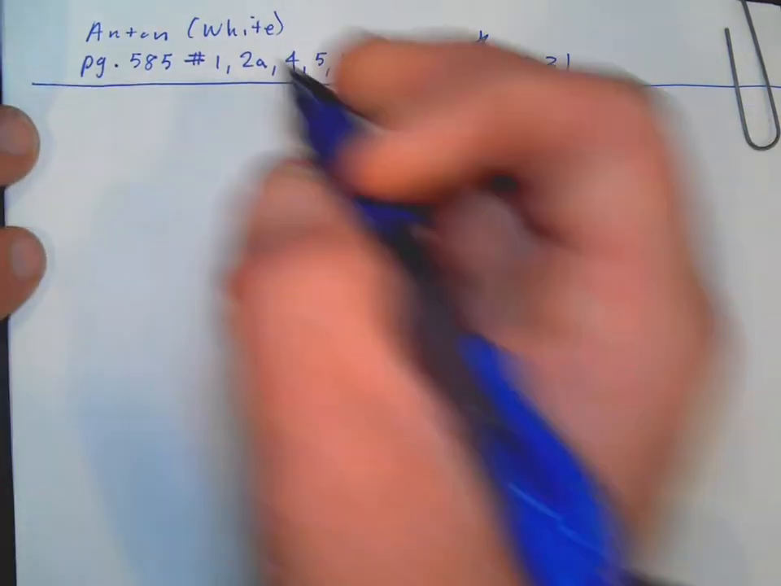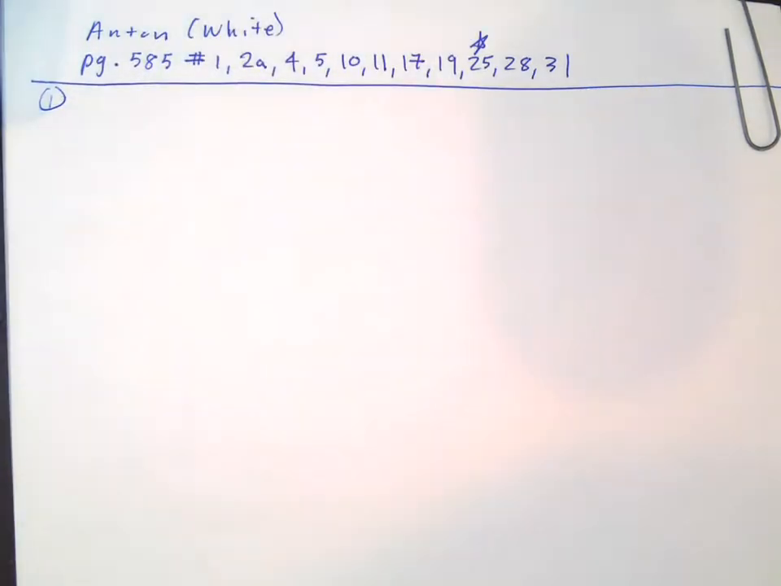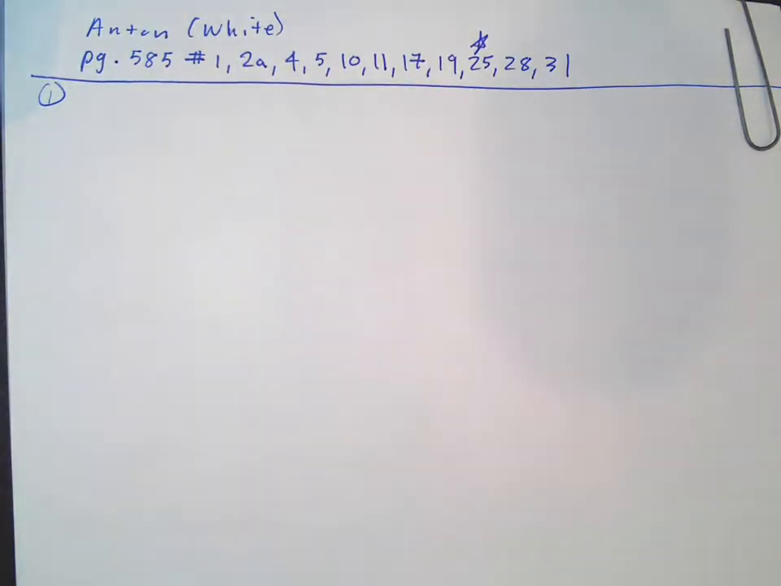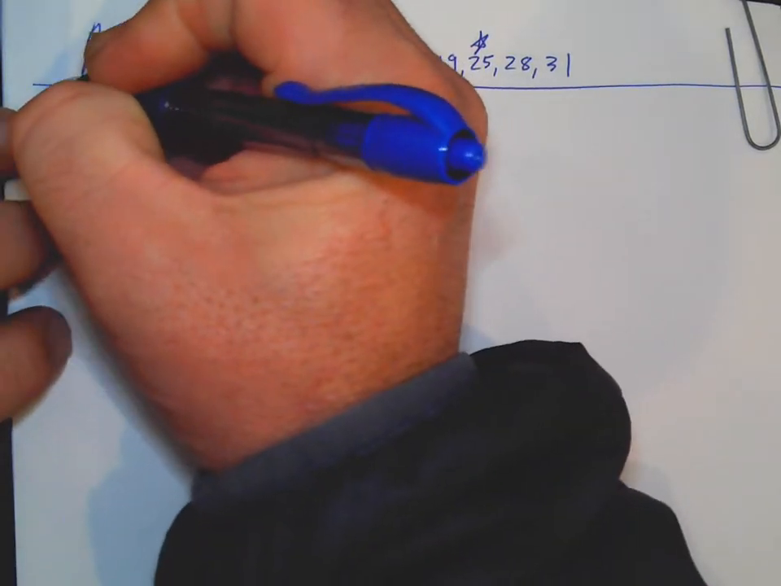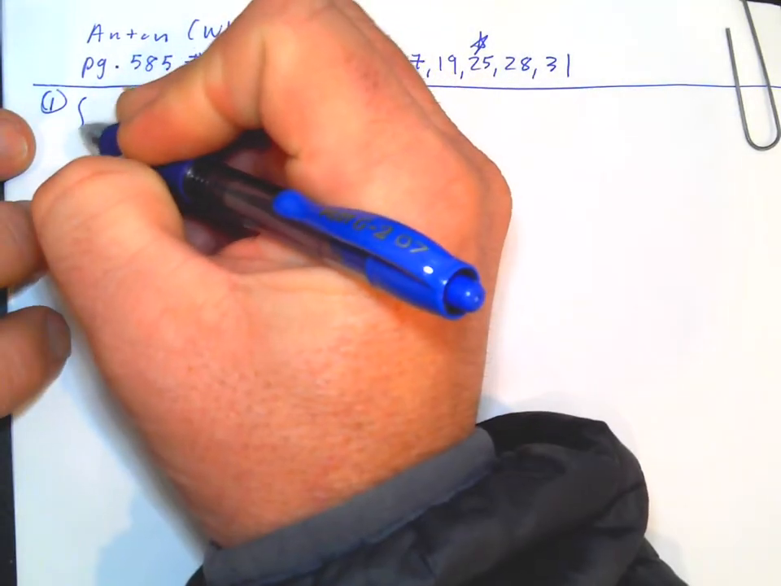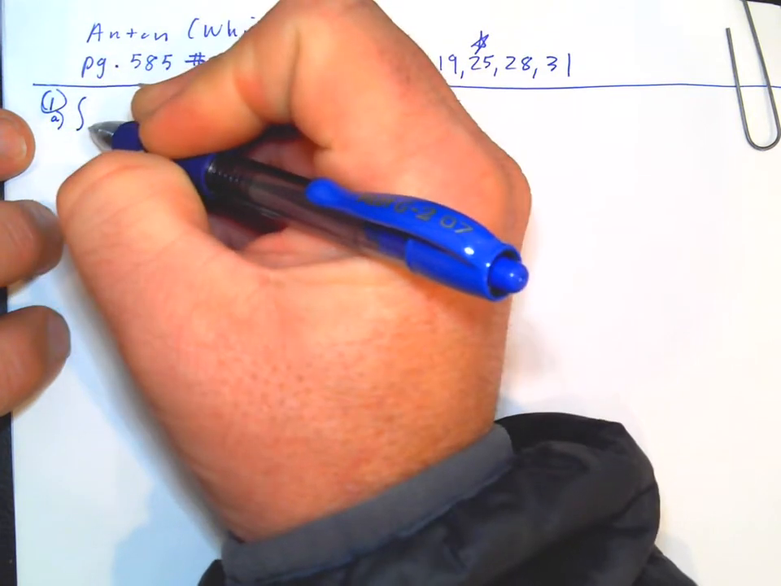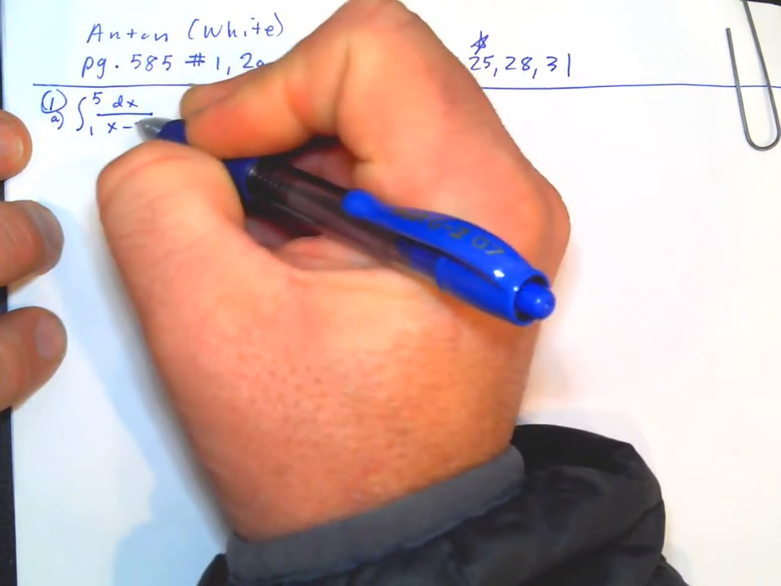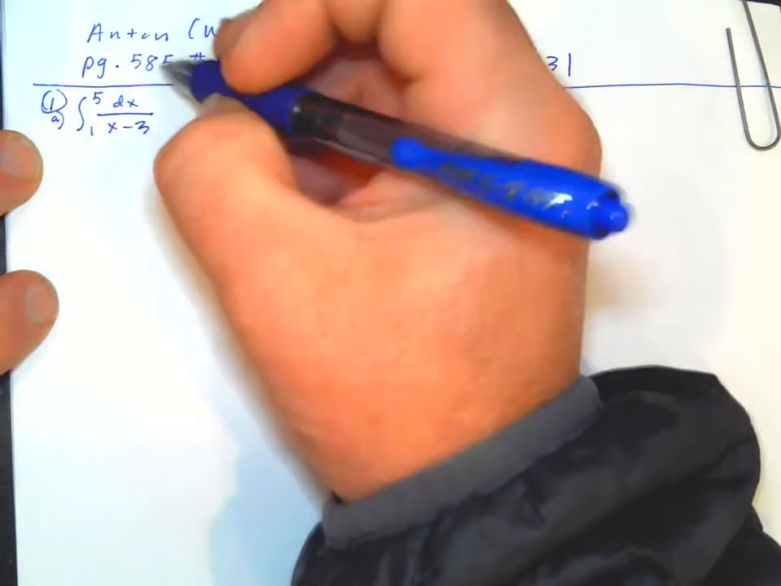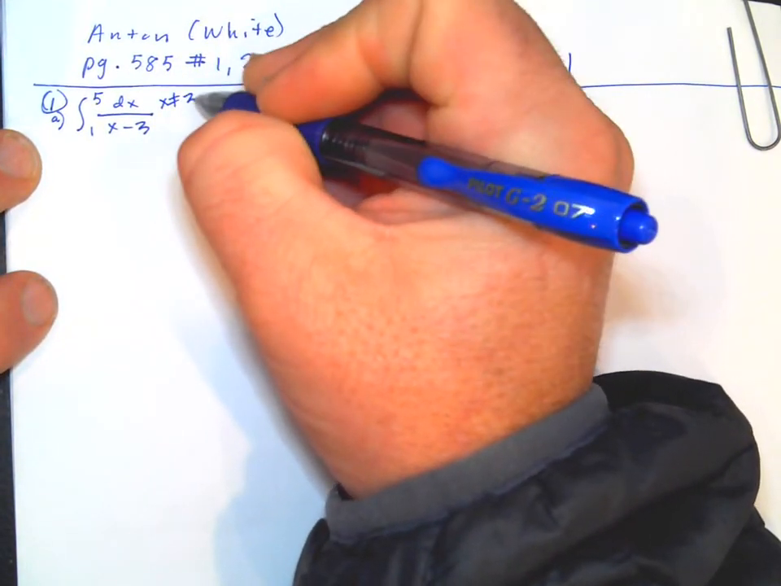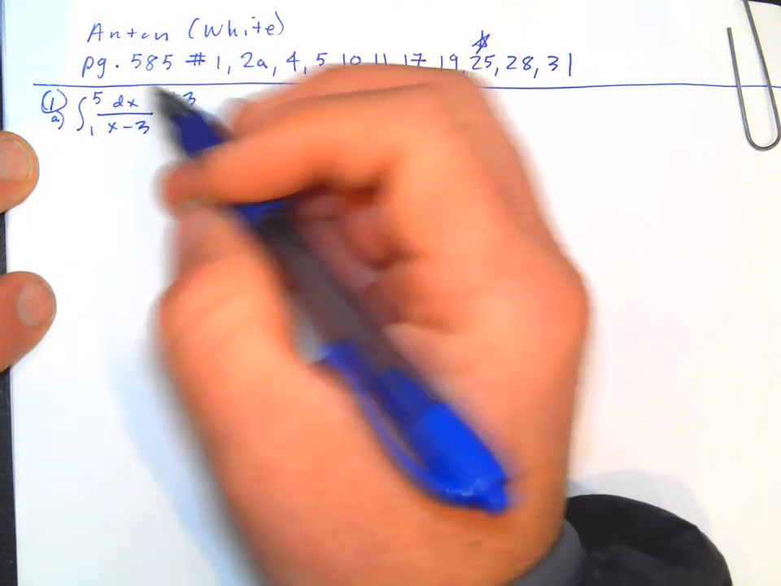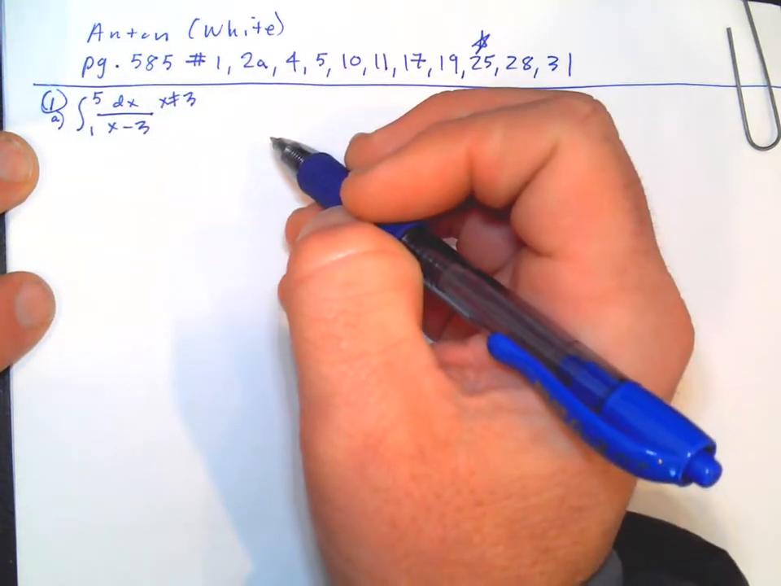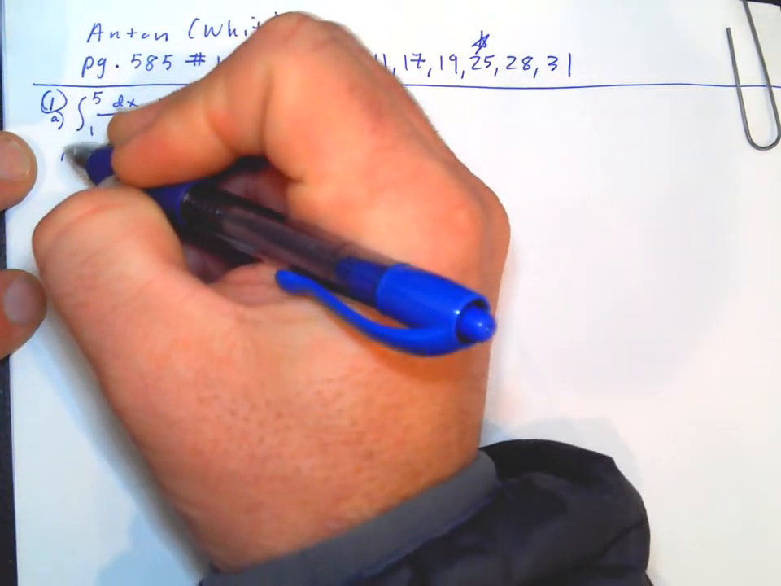Let's try these problems. Problem number 1 says, in each part determine whether the integral is improper, and if so, explain why. So you're not being asked to actually find the answers. You're just being asked to identify if there's an issue and what the issue is. For this one right here, what I noticed right away is that x cannot be 3, which creates a vertical asymptote, which is an issue for this guy. So I'm going to say that it is improper.